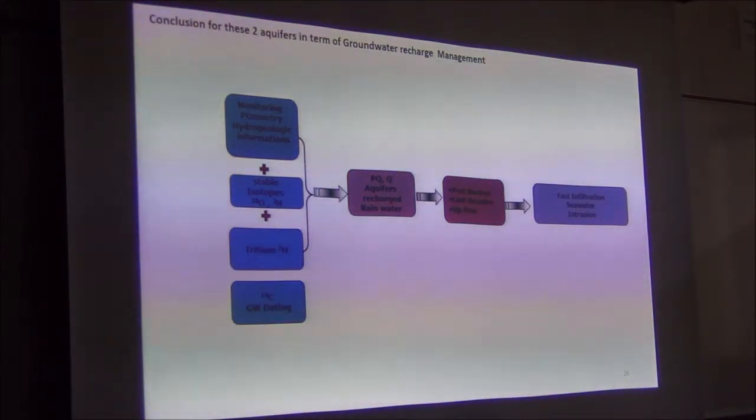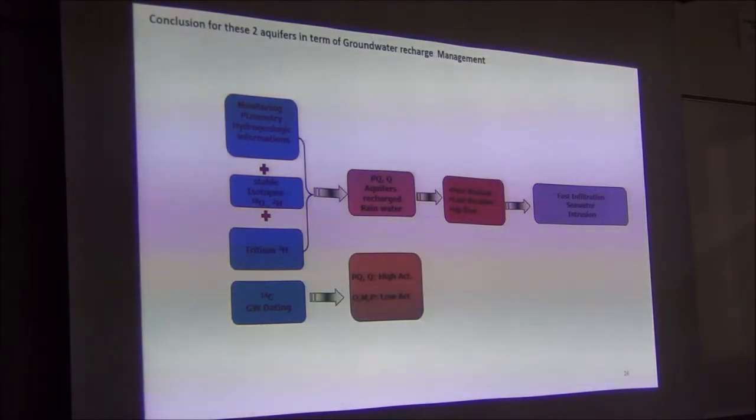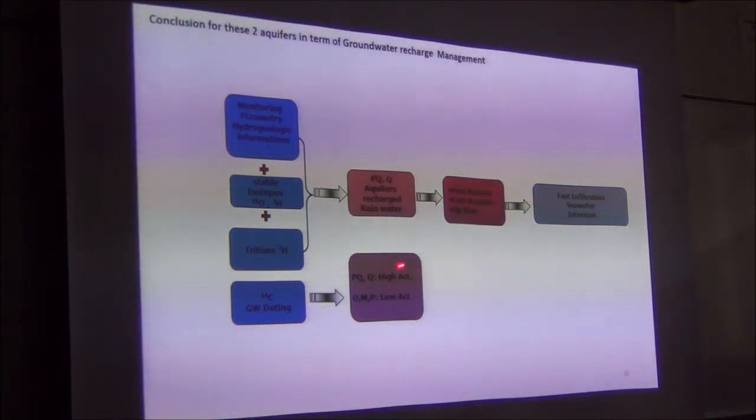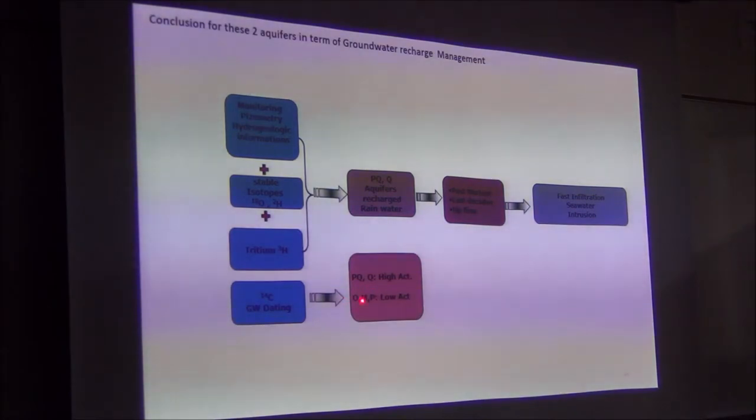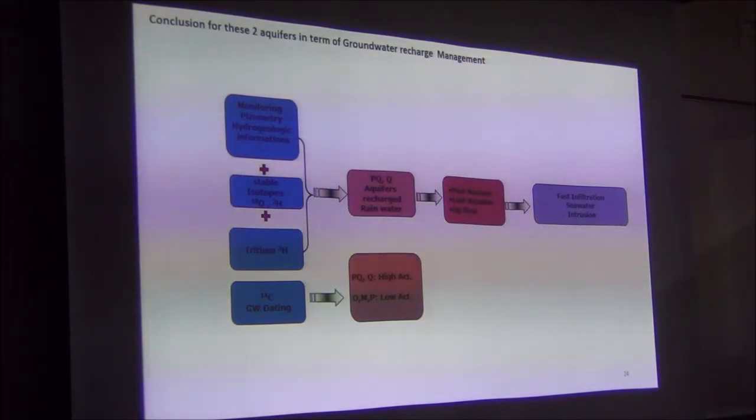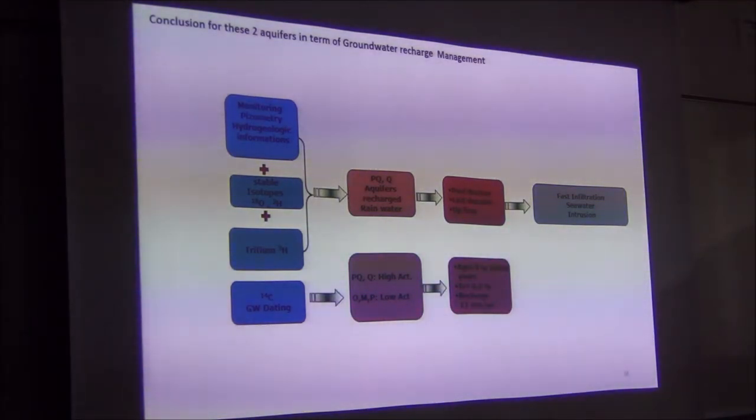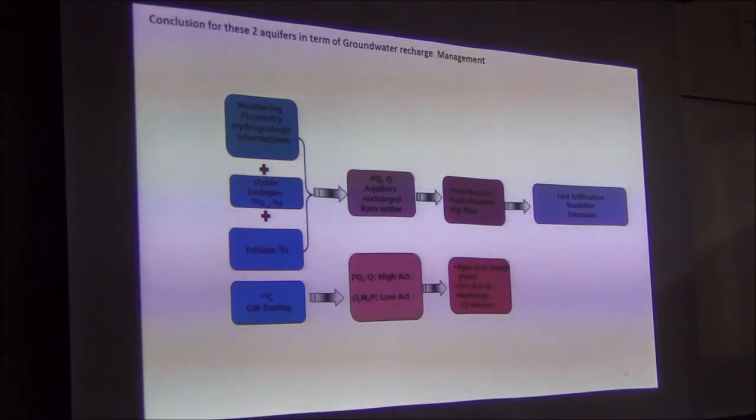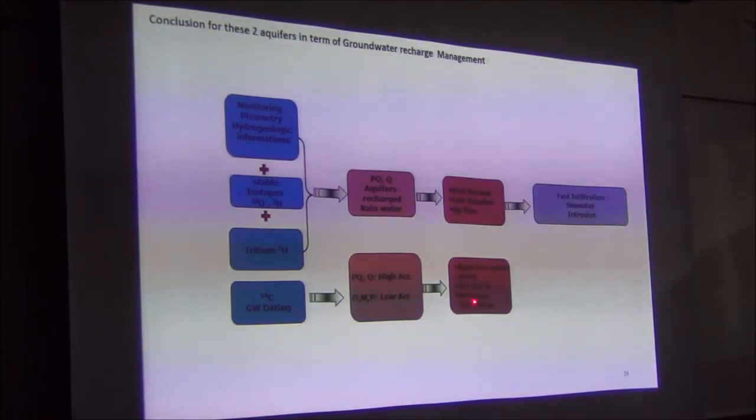The carbon-14 groundwater dating gives valuable information in the Plio-Quaternary shallow aquifer and the Quaternary aquifer. We have high activity in carbon-14, that means a recent age of water. In the deep aquifer of the Oligocene, Miocene and Pliocene, we have low activity, that means we have a very old age. And the age varies from 0 to 16,000 years, and the renewal rate was estimated at 0.3 per year, and the recharge rate was estimated to be 12 millimeters per year.